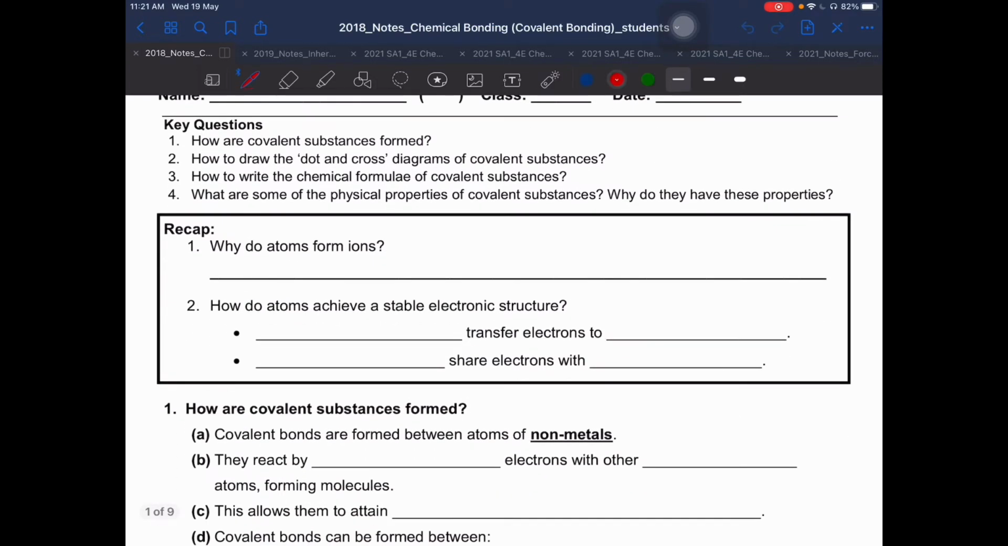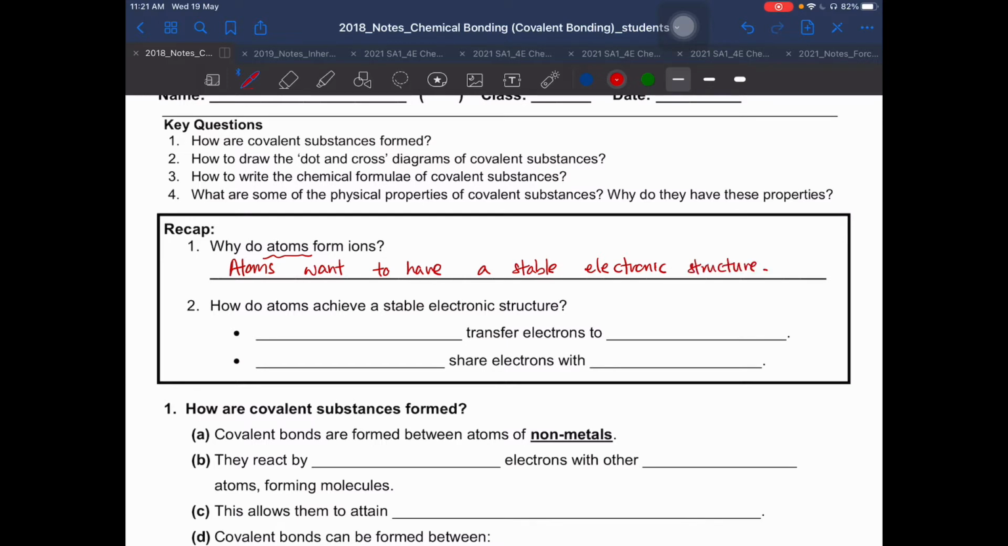Now, let's have a quick recap about some of the things that we have learned in the previous chapter on ionic bonding. You may still recall that atoms of different elements may either lose or gain electrons, or they might even share electrons. So you have come across this concept called ions. And why exactly do atoms form ions? It's because atoms want to have a stable electronic structure. Now, a stable electronic structure means that all the valence electrons outside completely fill the shell.